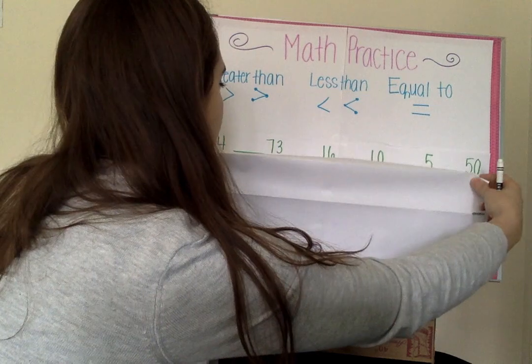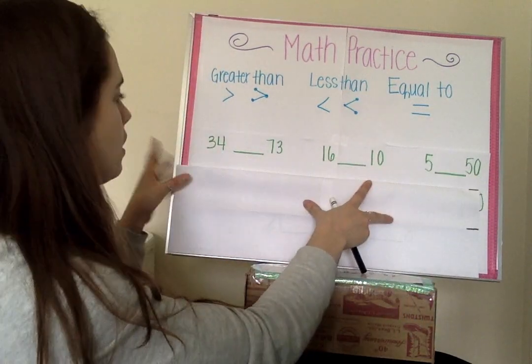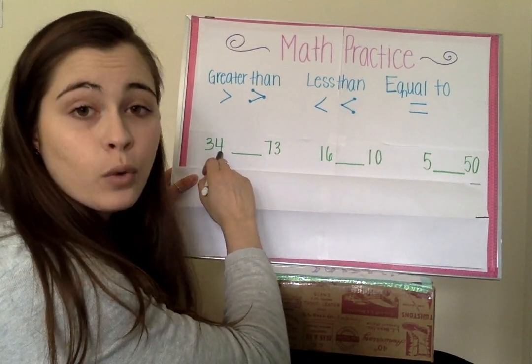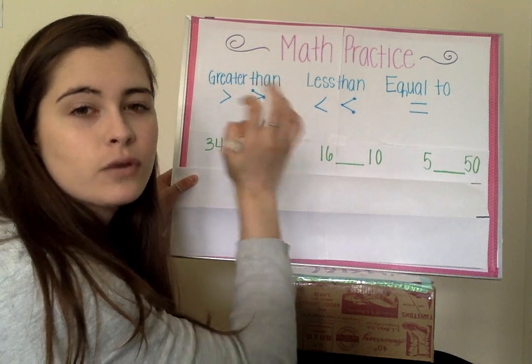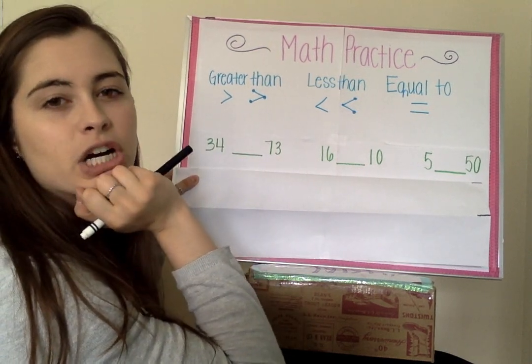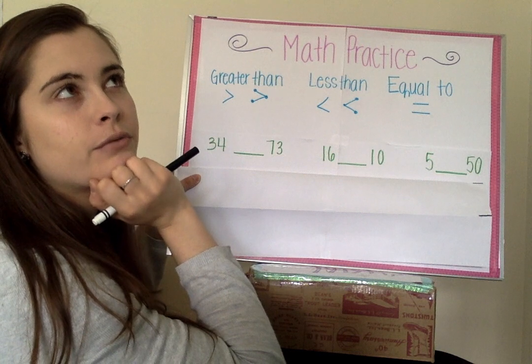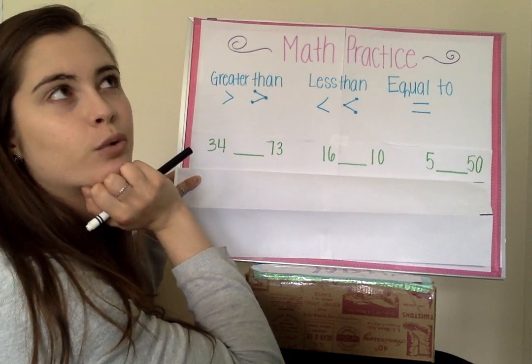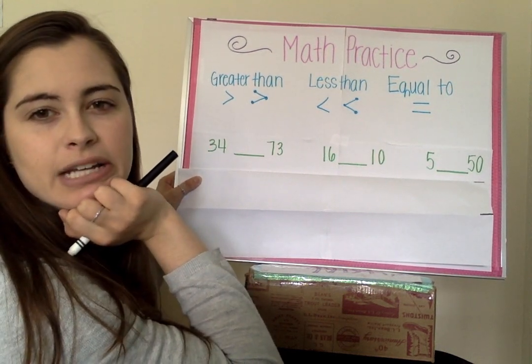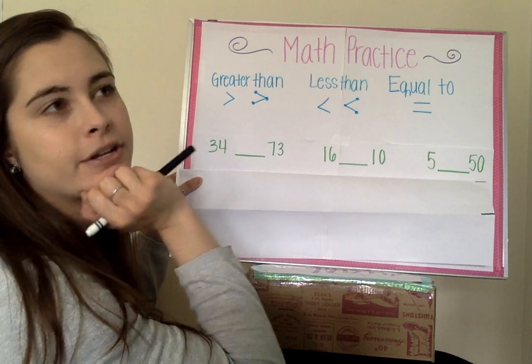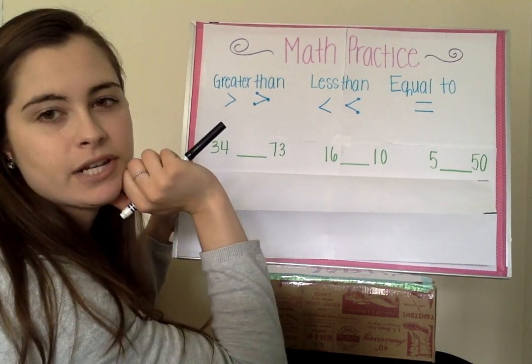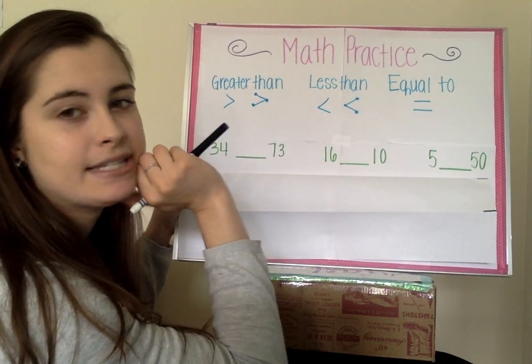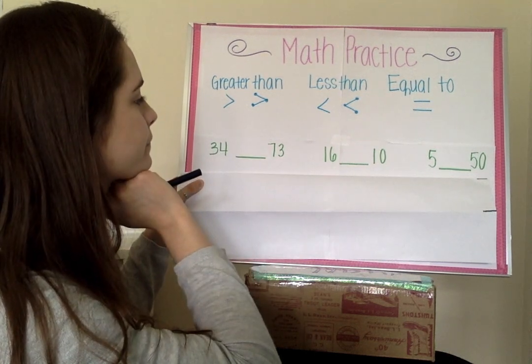So our first couple of problems are these. Our first problem is 34 blank 73. So I want you to think about, is 34 greater than 73, less than 73, or equal to 73? Take a second, think about that. Think about 34, think about 73. Maybe look at the tens, look at the ones.